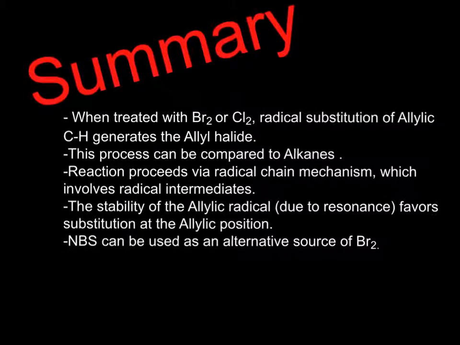All right, so we're going to go over a quick summary of what we learned today. When treated with Br2 or Cl2, radical substitution of allylic C-H bonds generates the allyl halide. This process can be compared to alkanes. The reaction proceeds via a radical chain mechanism, which involves radical intermediates. The stability of the allylic radical due to resonance favors substitution at the allylic position. NBS can be used as an alternative source of Br2.